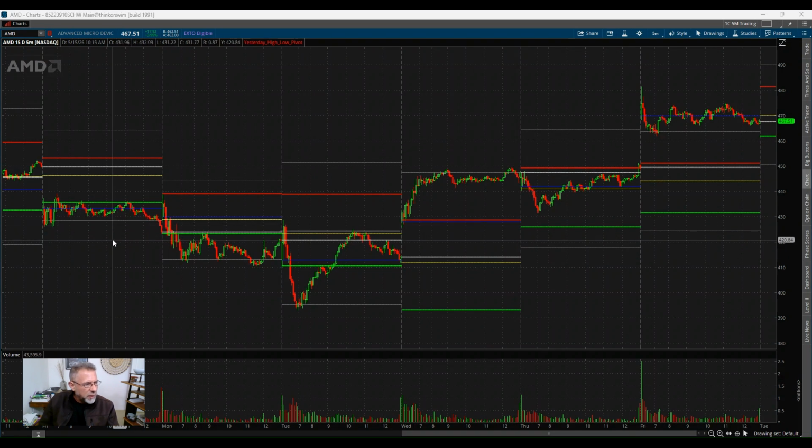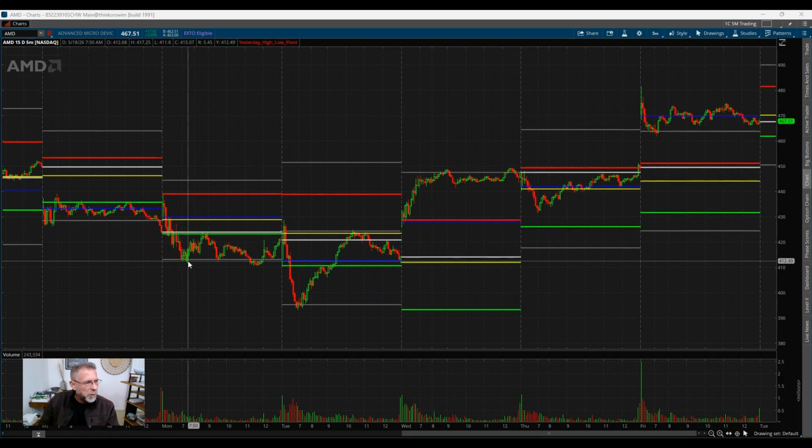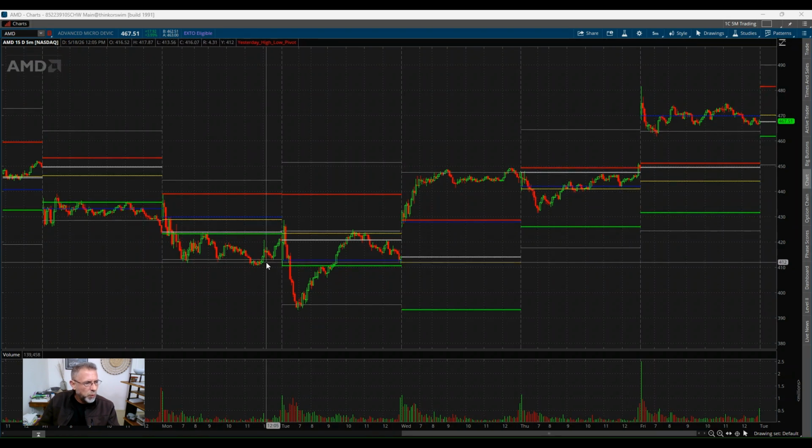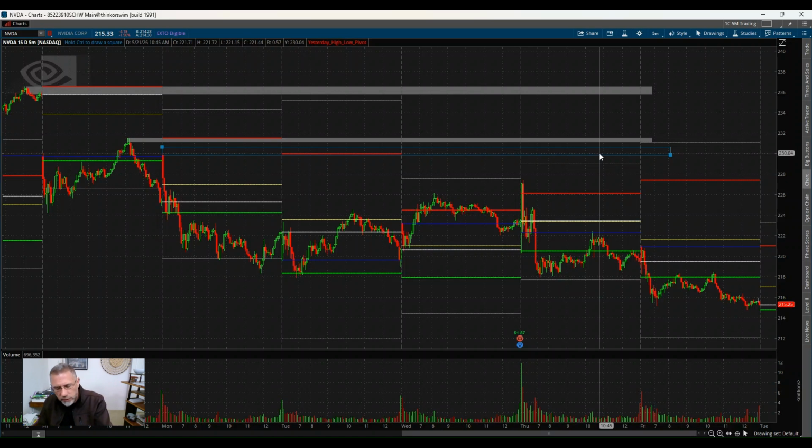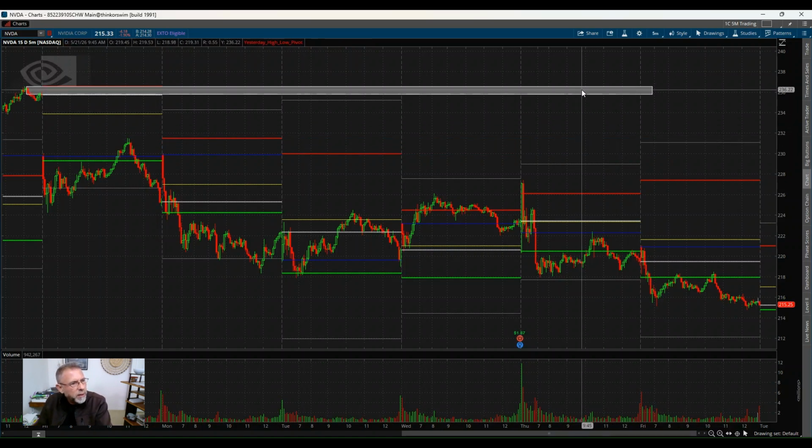You can see, I'm not suggesting there's anything magic about this, but it is remarkable how daily S1 held, daily R1 held here. And it gives you a way to visualize where we are on the daily chart. So let me go through a few more of these. Here's NVIDIA, and I can clear off some of these really quick.